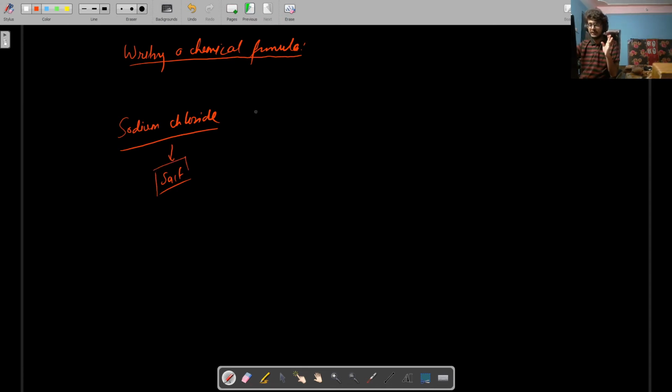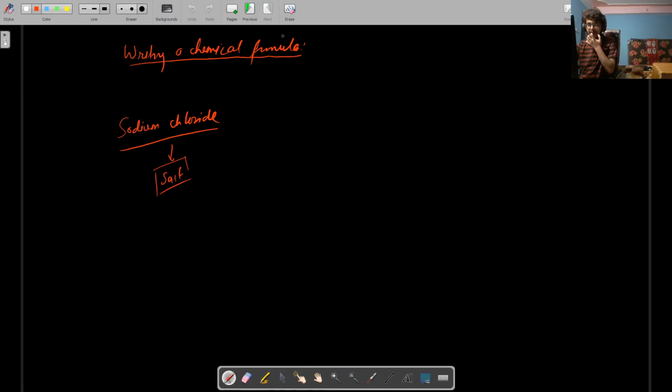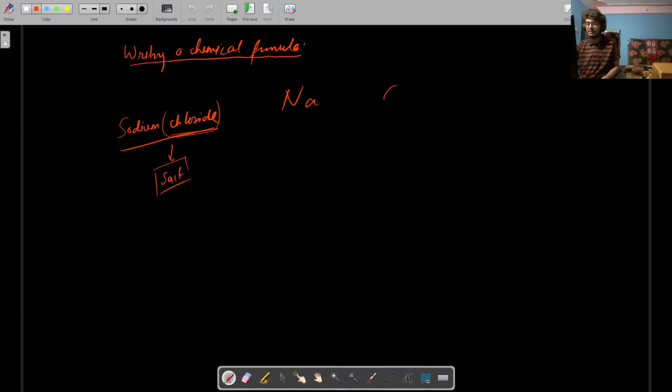Now first we need to know how we represent sodium. So let's go back to the periodic table and find where sodium is. So sodium is Na. We represent sodium as Na. How do we represent chloride or chlorine? Chloride is a derivative of chlorine. Chlorine is denoted by capital C and small letter l, Cl. Now, how to write the formula? What will be the formula?